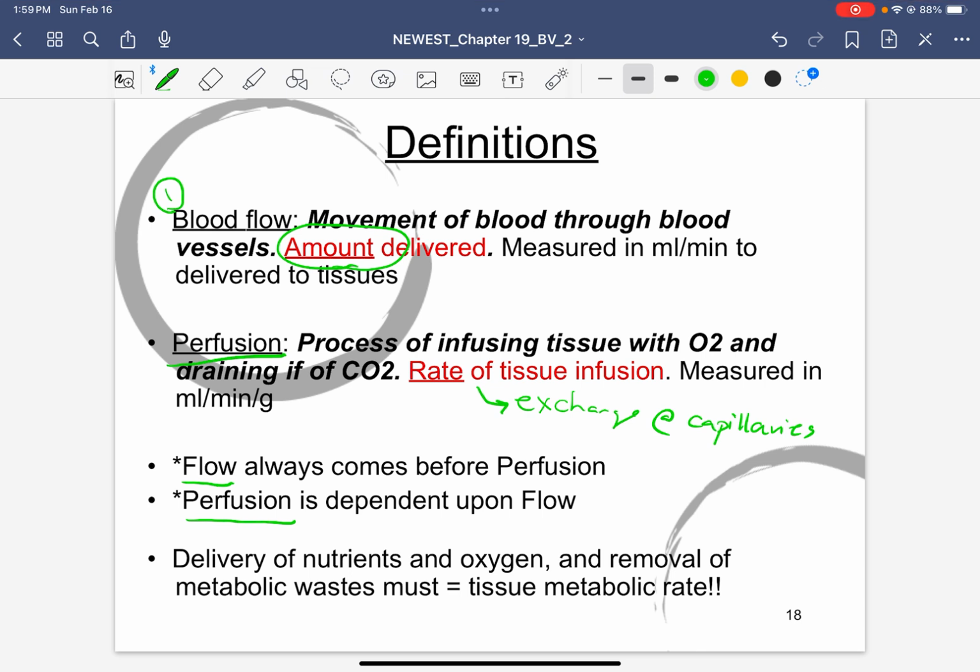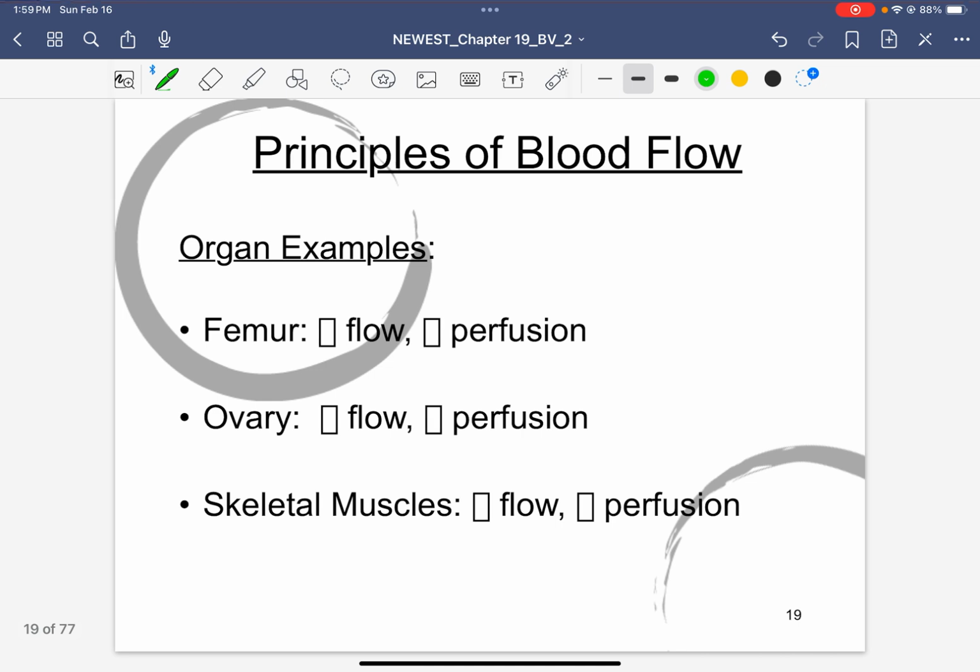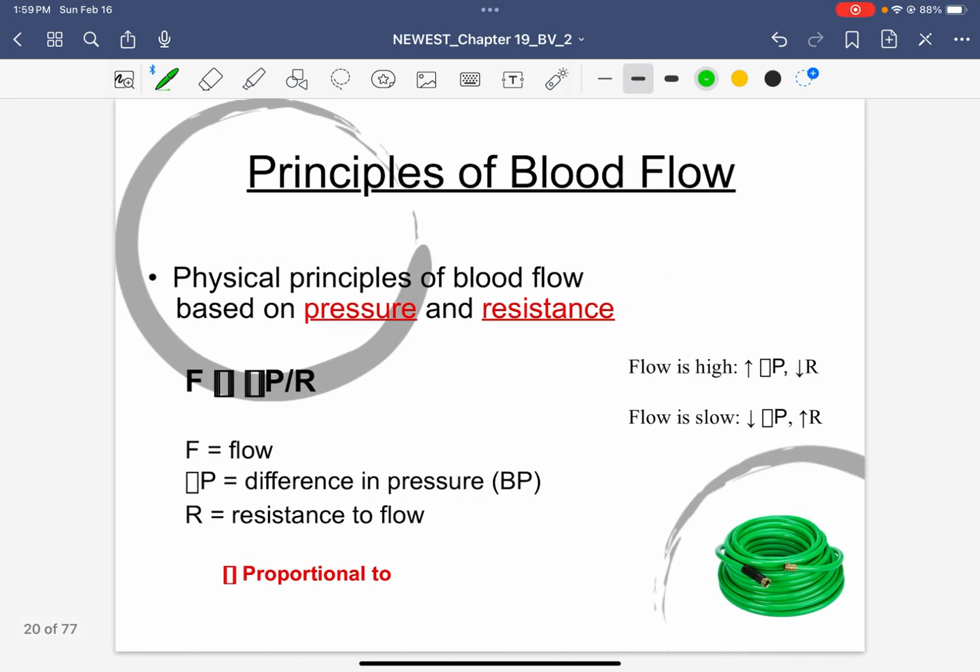But you can keep it simple and just say blood flow is the amount of blood. And when we think of perfusion, it would be the rate of exchange at the capillaries. I'll give you some examples, but you don't need to know this. So for now, don't worry about that. Here's what I want to get to.